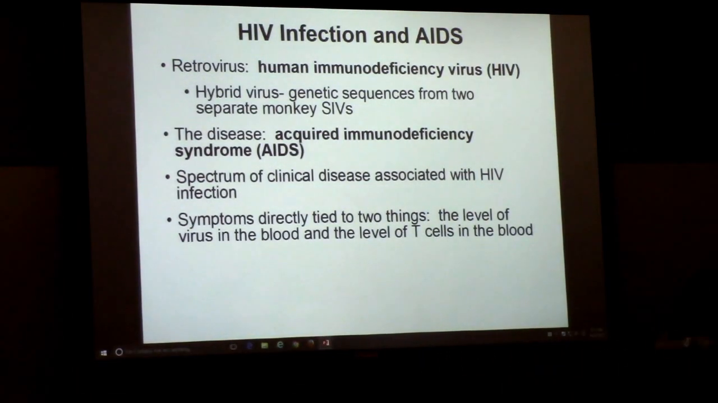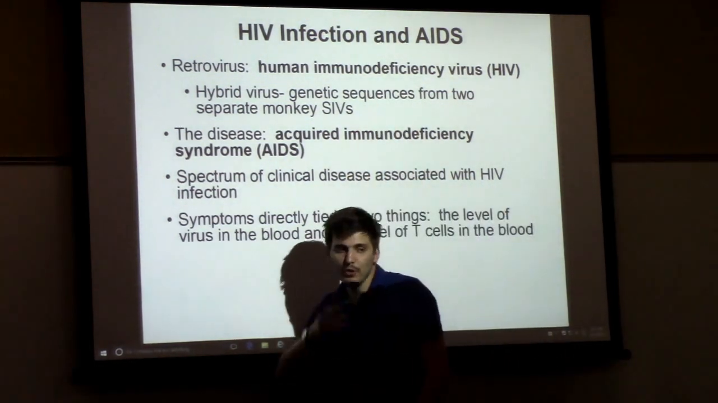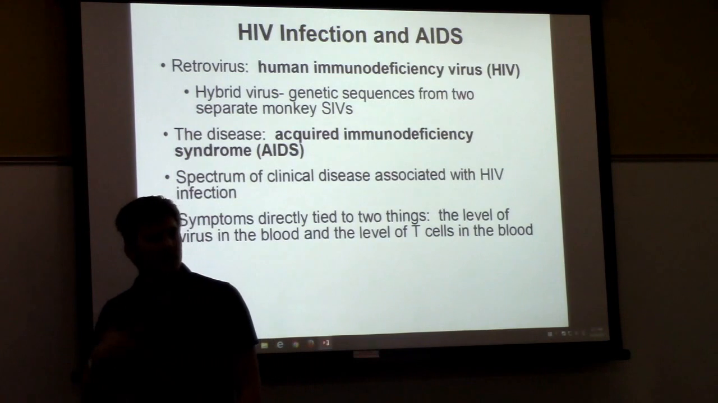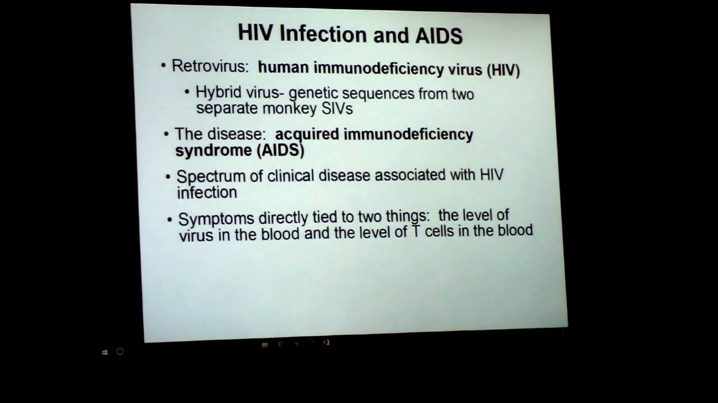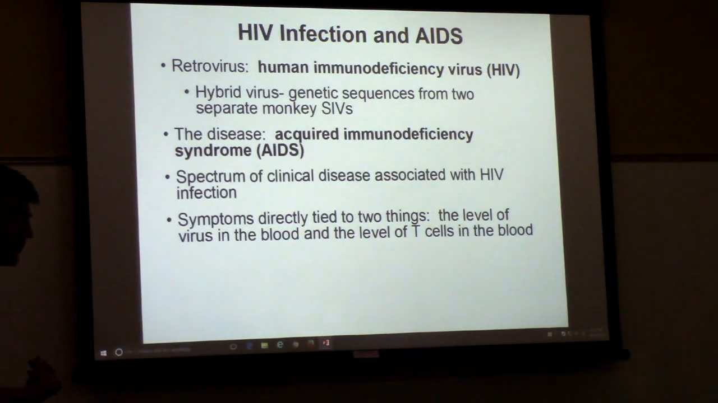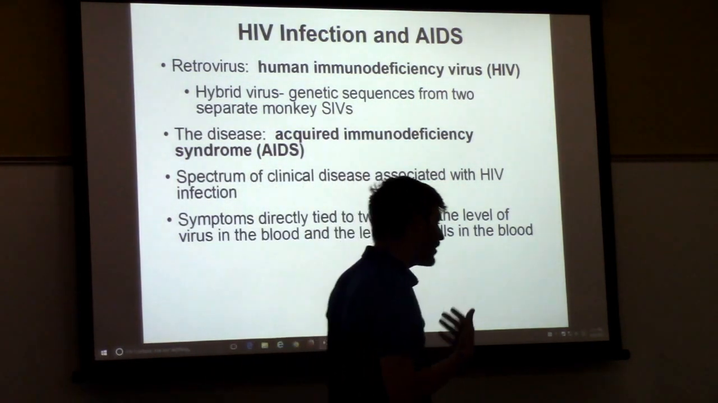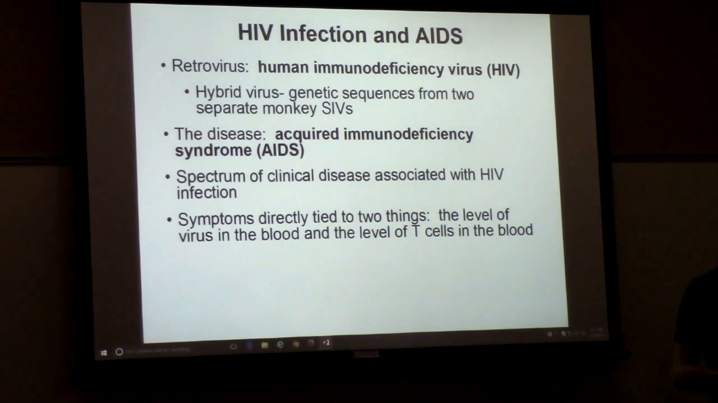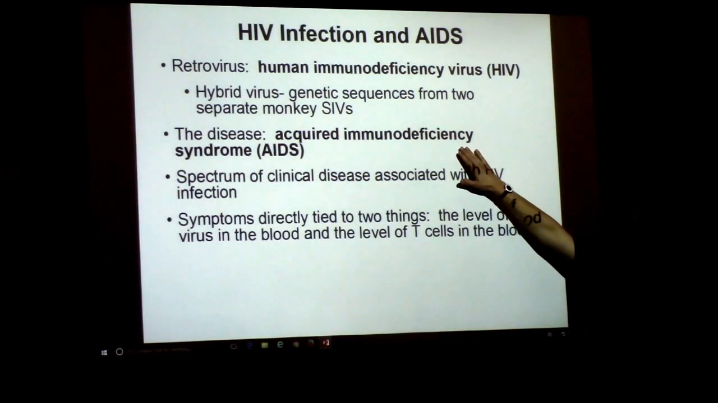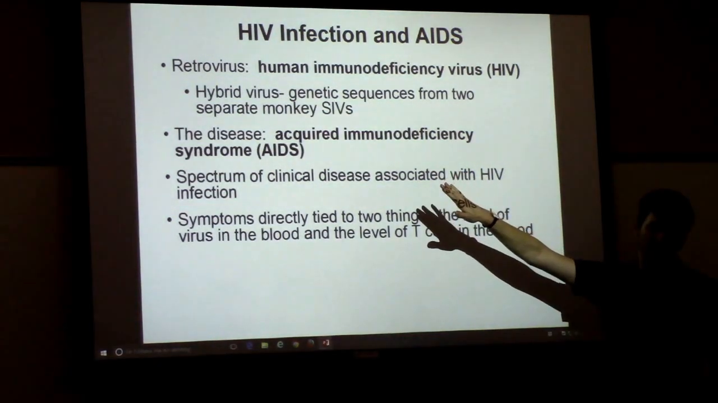HIV stands for human immunodeficiency virus, and that's because it causes immunodeficiencies, or a weakened immune system. It does this because it targets what we call CD4 cells, and these are primarily T cells or macrophages, both of which are associated with the immune system. By targeting and destroying them, this severely weakens your immune system, and once this occurs, you develop something called AIDS, or the acquired immunodeficiency syndrome.